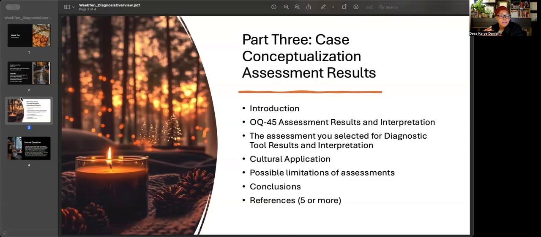Cultural application, again, thinking about how your client's culture informs or changes the results of the interpretation. Possible limitations of assessment. You can use the limitations you used in your other paper for this one as well, but also including things for the OQ45. Then overall conclusions, you should have up to 5 references. It's more than okay for you to use references that you had before. The goal is just to make sure you have enough at the very end. Easy peasy, lemon squeezy.